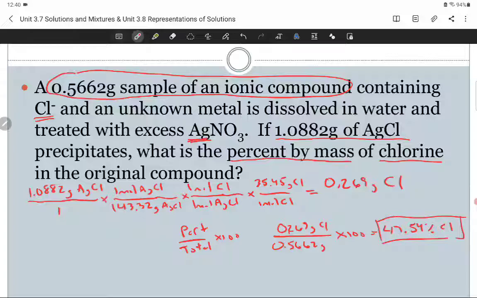So factor label is definitely going to be one of your go-to problem-solving techniques. And you just have to make sure you write your units down and you get them to cancel.